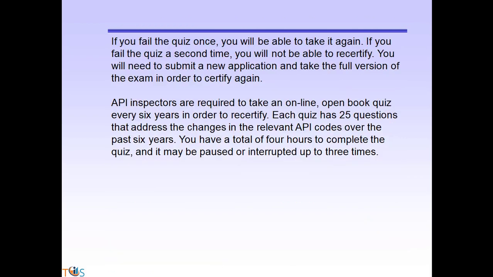If you fail the quiz once, you will be able to take it again. If you fail the quiz a second time, you will not be able to recertify. You will need to submit a new application and take the full version of the exam in order to certify again. API inspectors are required to take an online, open book quiz every 6 years in order to recertify. Each quiz has 25 questions that address the changes in the relevant API codes over the past 6 years. You have a total of 4 hours to complete the quiz, and it may be paused or interrupted up to 3 times.